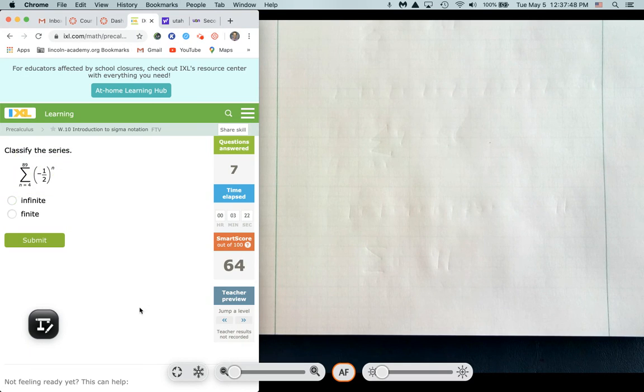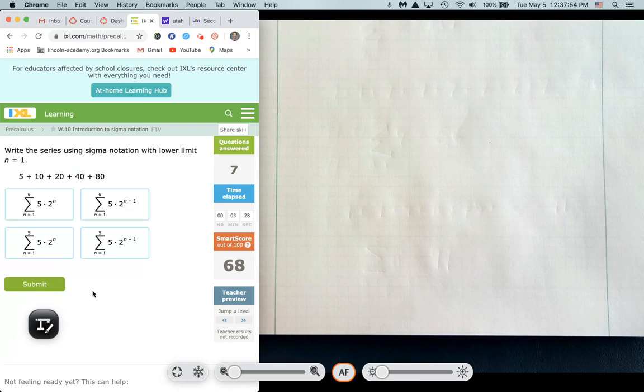Okay, so I'm going to skip ahead again. Here, this is write the series using sigma notation. With sigma notation, the first thing I'm going to do is try to find out if it's arithmetic or geometric. To get from 5 to 10, I add 5. To get from 10 to 20, I add 10. To get from 20 to 40, I add 20. So it's not arithmetic, because I'm not adding the same amount.